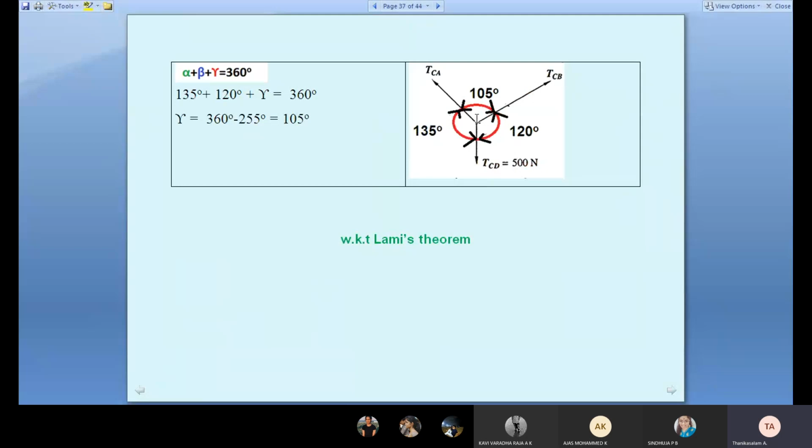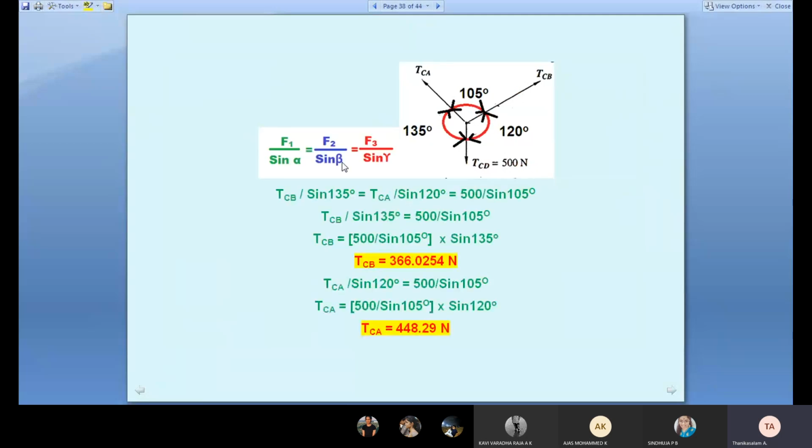Therefore TCB divided by sin 135, TCA divided by sin 120, equal to 500 divided by sin 105. Then take first and last: TCB divided by sin 135 equals 500 divided by sin 105. After cross multiplication, tension TCB equals 360.0254 Newton. Similarly, second and last: TCA divided by sin 120 equals 500 divided by sin 105. After cross multiplication, we got TCA equal to 448.29.